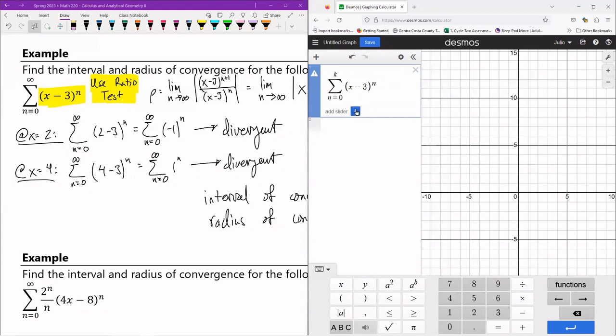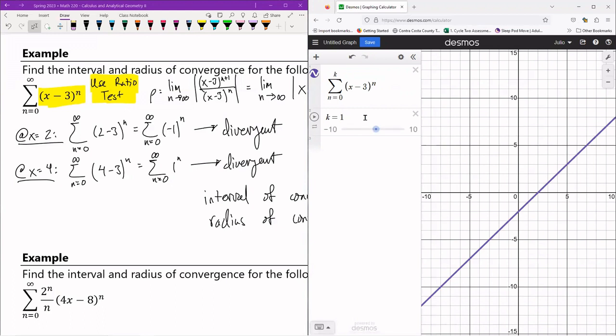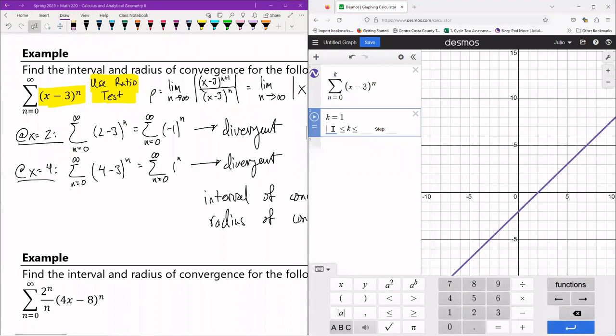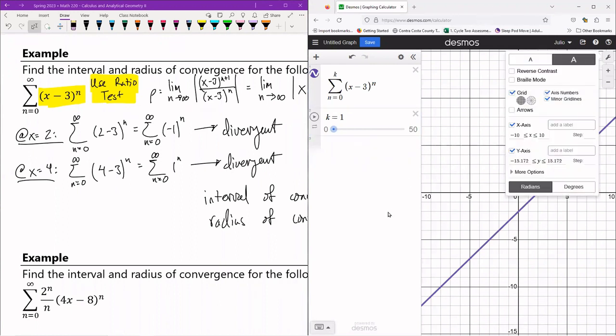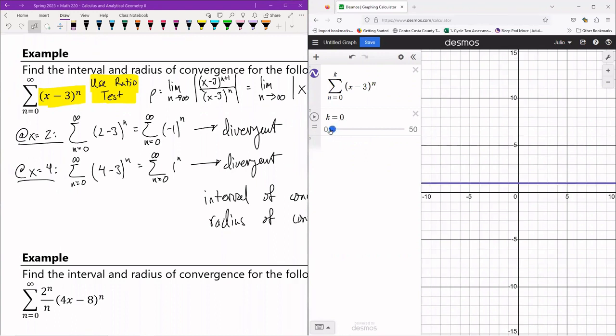I'm going to add a slider to show you guys what's going to happen. I'm going to make this go from 0 up to 50. So what this is going to do is compute the first 50 terms and then just graph them for me. I want people to see what's going to happen here. I'm going to make the k basically grow, and I want everybody to see what's happening.